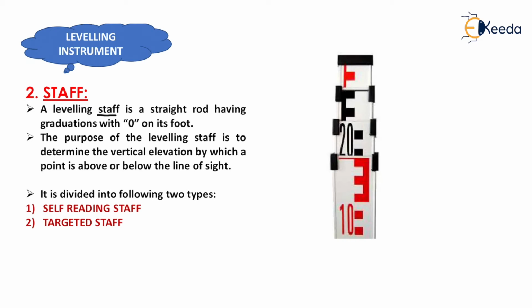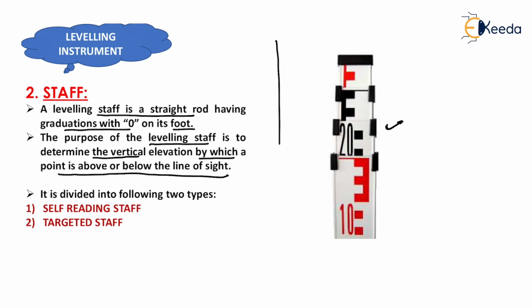Now a leveling staff is a straight rod having graduations with 0 on its foot, which is shown in this diagram. The purpose of leveling staff is to determine the vertical elevation by which a point is above or below the line of sight. You have generally seen in the field that one person is holding a leveling staff at a particular point like this, and from the auto level or dumpy level we will just sight the staff and we will take the elevation of that point from the ground level.